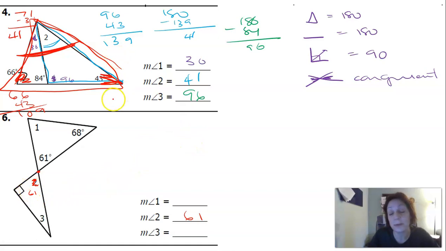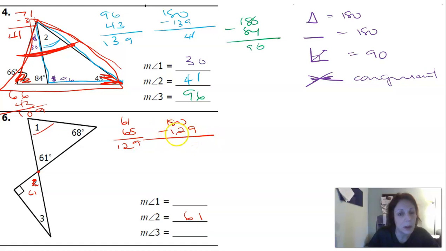Somebody else might say, you know what, the first thing that jumps out at me is this triangle on the top. I have the 61 and the 68. I'm only missing this angle 1. So that should be pretty easy to find, right? 61 and 68, 129. So I can figure out angle 1 just by doing 180 minus 129. So 51. So now I know angle 1. It's 51.